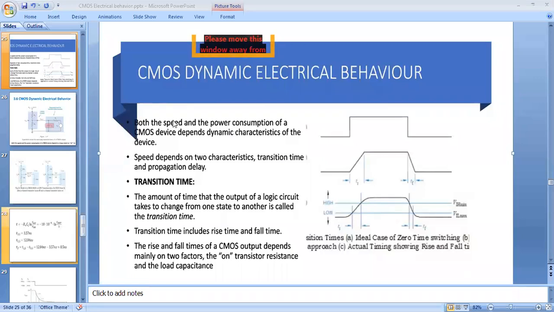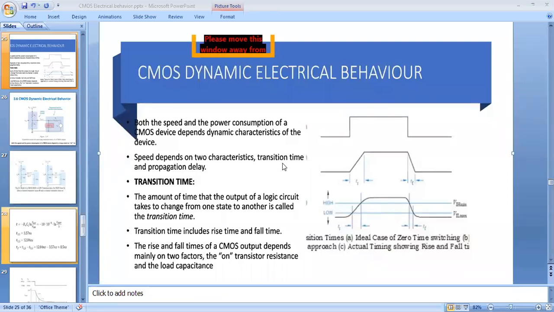To know the speed of the circuit, we must know two characteristics. In the characteristics, I already told you the definitions of operating speed, power consumption, all those characteristics. So to know the speed of the circuit operation, we must know two parameters: one is transition time and the second one is propagation delay time. If we know these two parameters, then we can calculate the speed of that circuit.